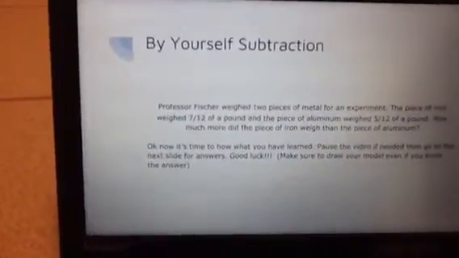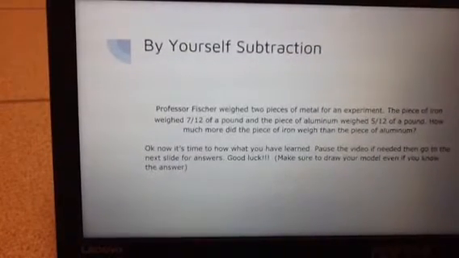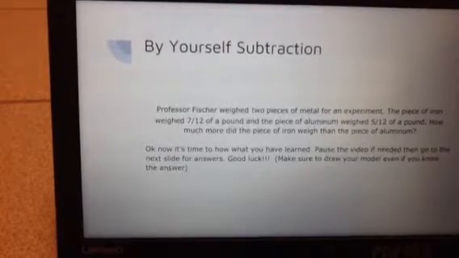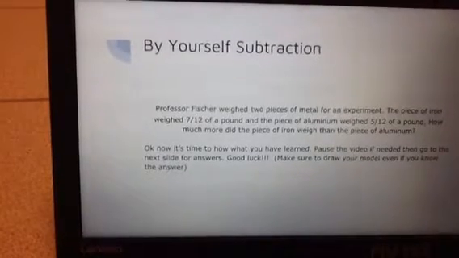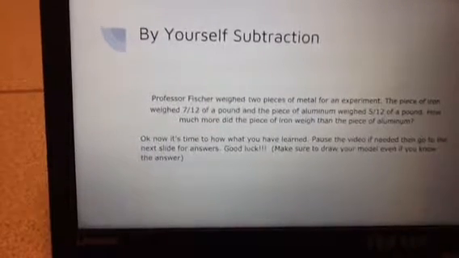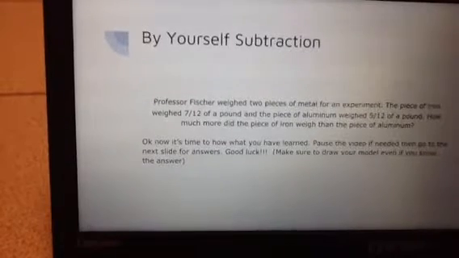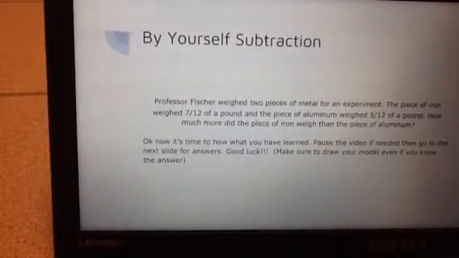Try it yourself, subtraction. Professor Fisher weighed 2 pieces of metal for an experiment. The piece of iron weighed 7/12 of a pound and the piece of aluminum weighed 5/12 of a pound. How much more did the piece of iron weigh than the piece of aluminum?